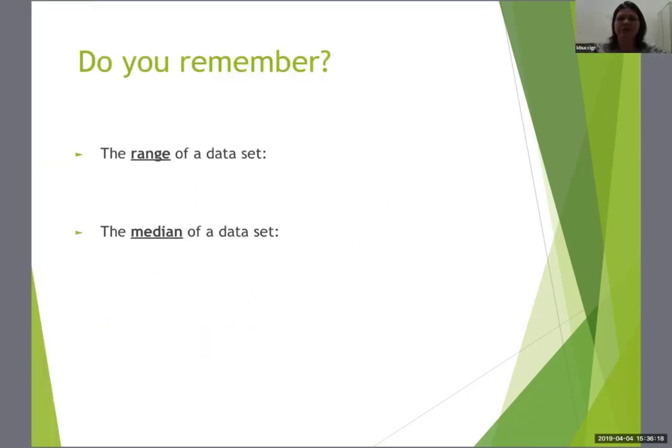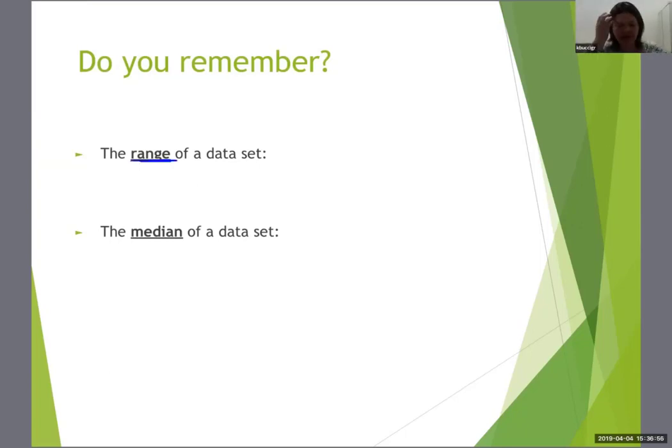So two things we have to remember in order to understand what we're learning. We need to remember what a range of a data set and a median of a data set are. So let's see if we remember. Okay, ladies, do you remember what a range is? What is the range of a data set?